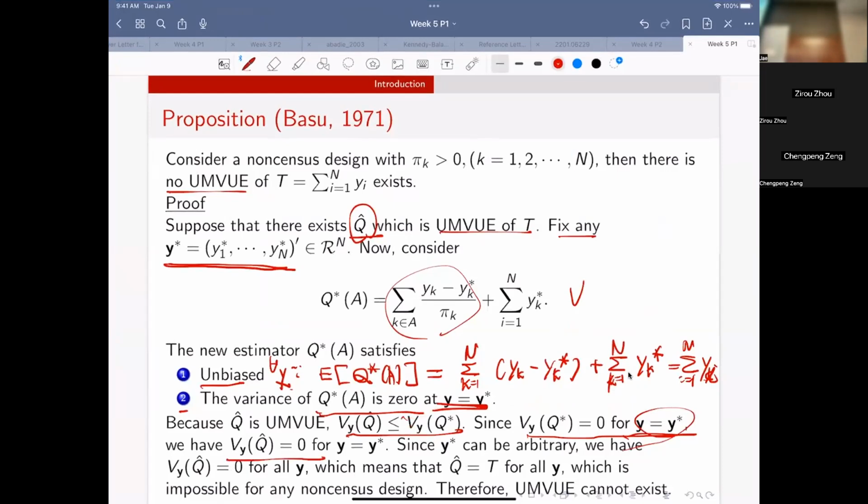So this is zero, right? Because the right side is 0, that means this has to be 0. But we can change this y star arbitrarily. That means this q hat will have 0 values for all y, which is impossible. So a UMVU cannot exist. Okay.